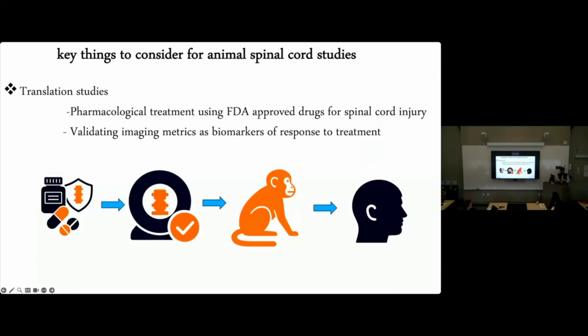And finally, for translational studies, we can look into how the treatment based on some pharmacological drug can change the spinal cord injury imaging metrics and validate those imaging metrics as biomarkers of response to treatment. So this can be used for translational models. So these are the various things that we can do with animal studies.